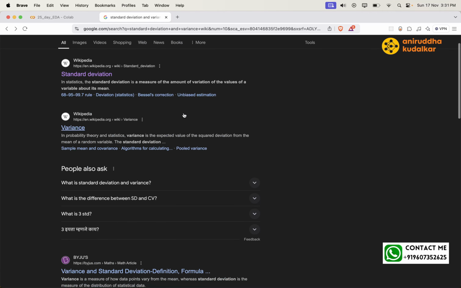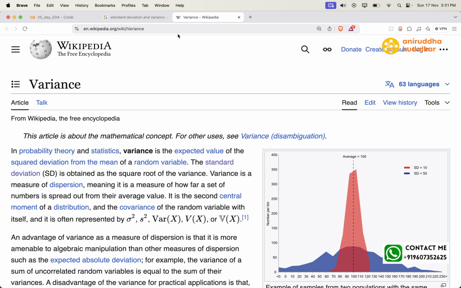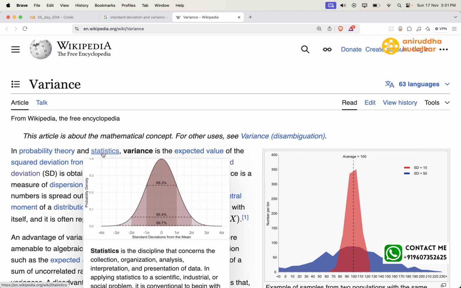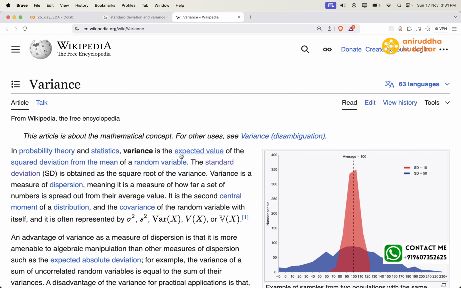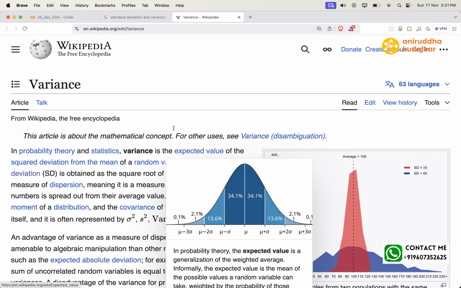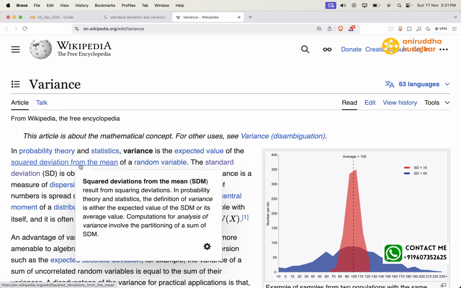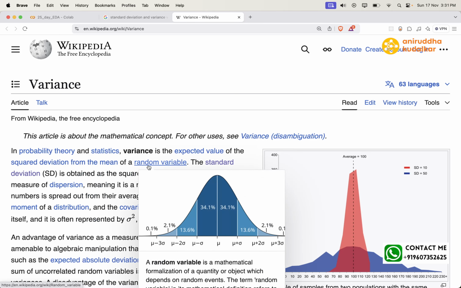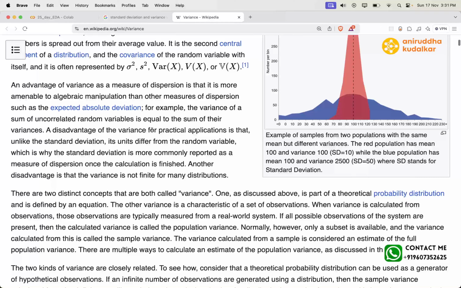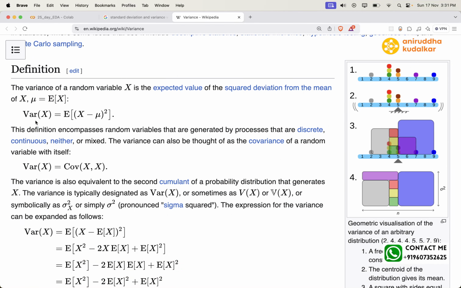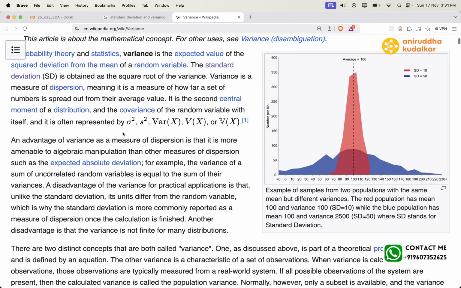So, this is the standard deviation. What is the variance? It comes from probability. In probability theory and statistics, the variance is the expected value of the squared deviation from the mean of a random variable. There is a formula to calculate it: Variance of X is E of (x minus mu) squared. Let's not worry about this right now.